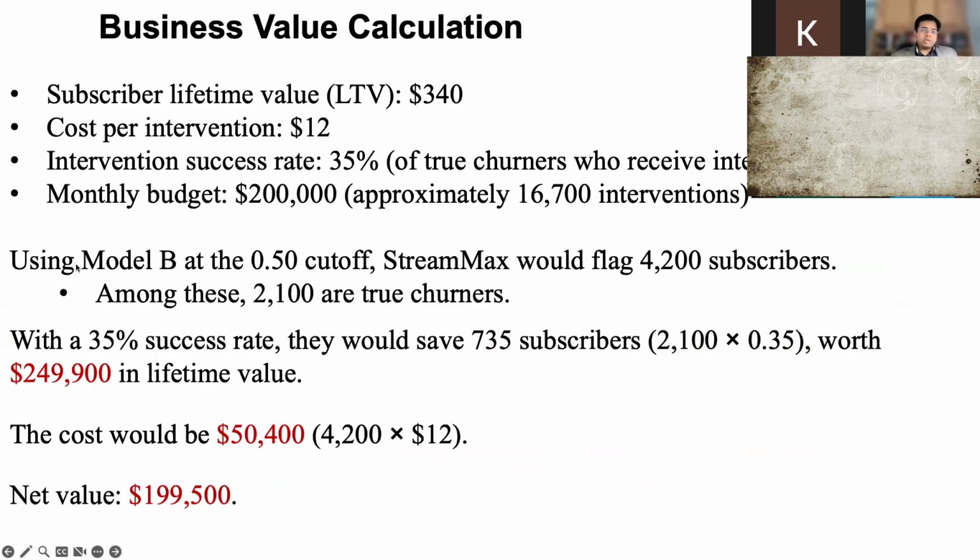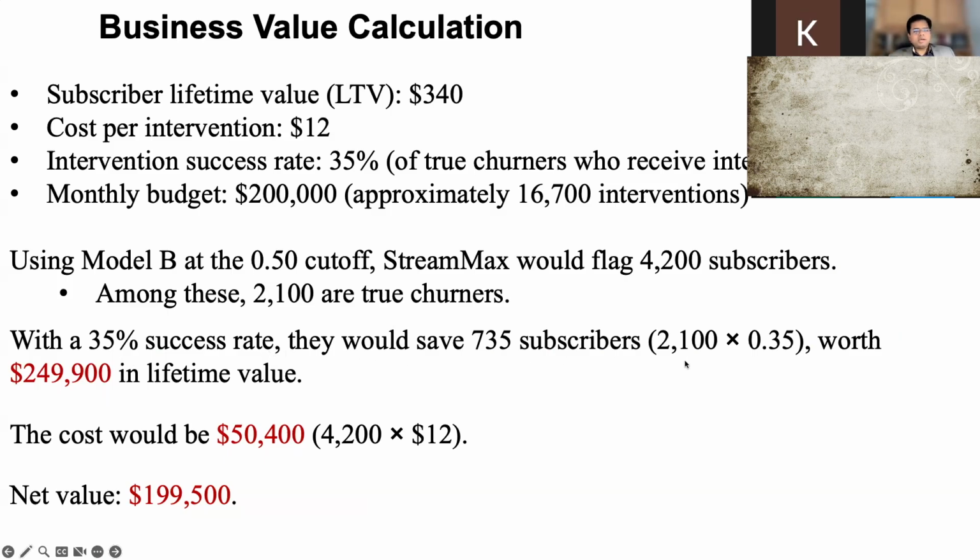We can do this calculation for all the models. It's just one of the models which has been shown in the case, Model B. What happens when we are using Model B at a 0.5 cutoff? Then this is the number of subscribers who will be flagged. We already saw that number, 4,200 subscribers. Now, among them, 2,100 are true churners, suppose, and now we can calculate that value here.